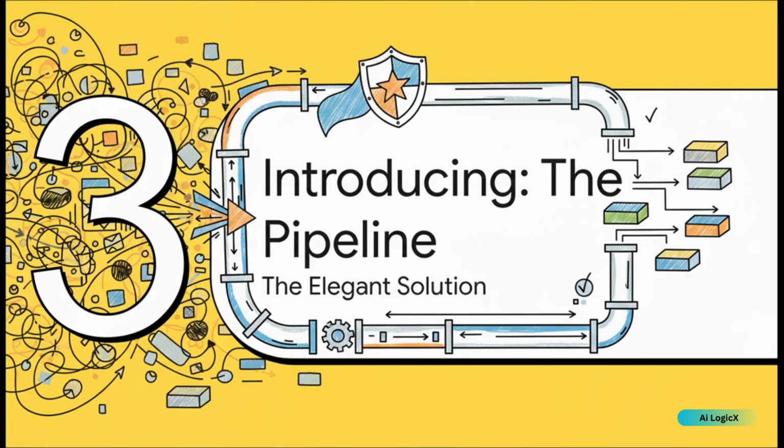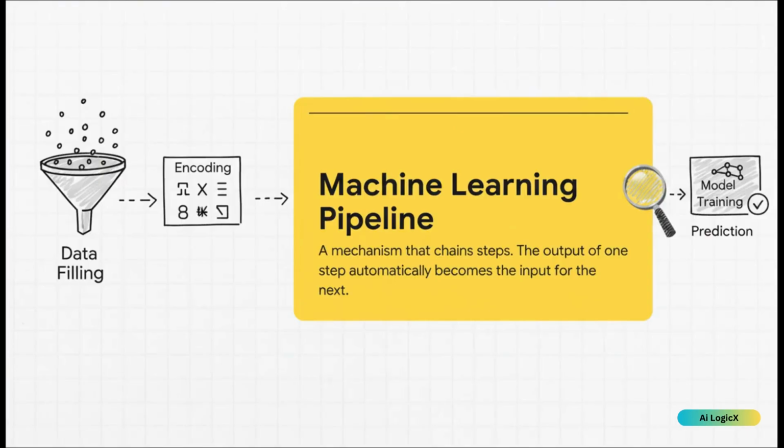It's a tool that was specifically designed to solve the kind of chaos we just talked about and bring some beautiful order to our workflow. So, what is a pipeline? Well, think of it like a container for your entire workflow. It literally chains all those steps together, filling in data, encoding text, training the model. The output of one step just automatically becomes the input for the next. The whole shebang is handled inside one self-contained automated process.